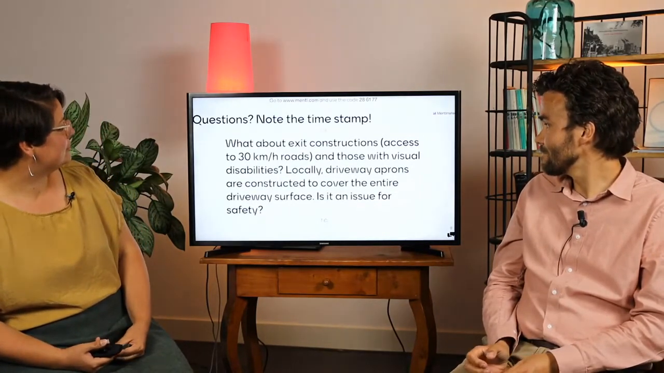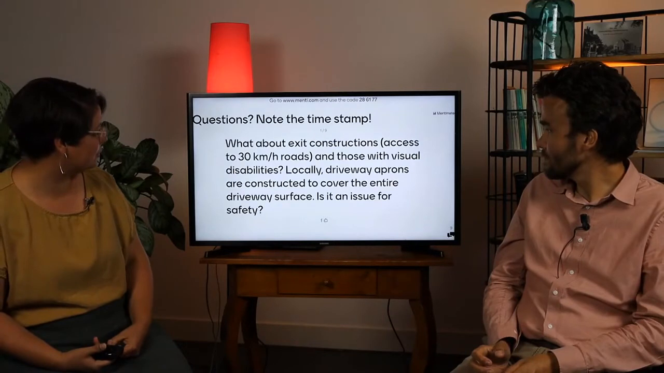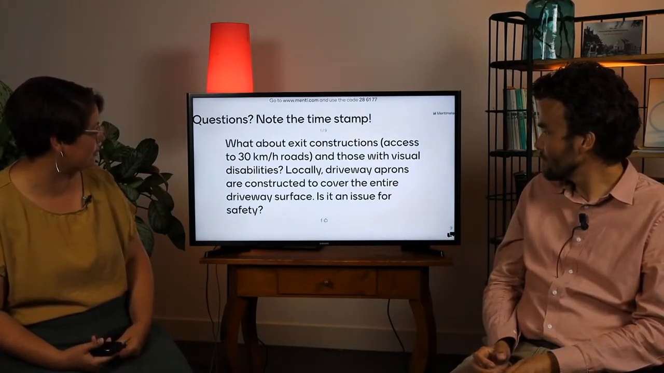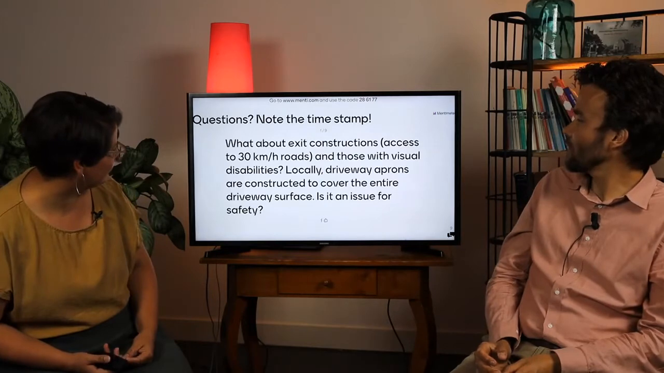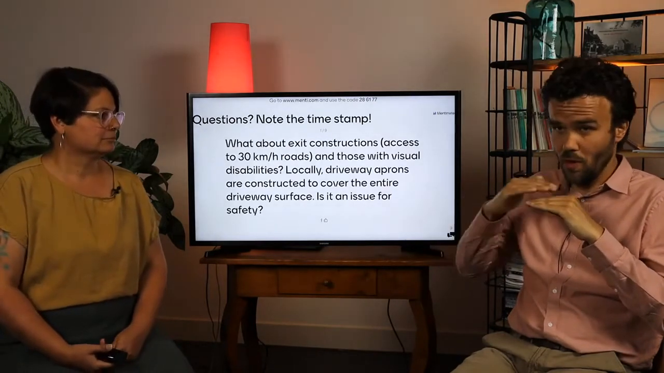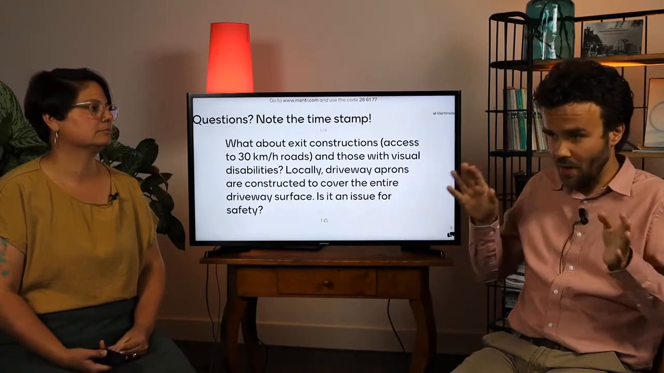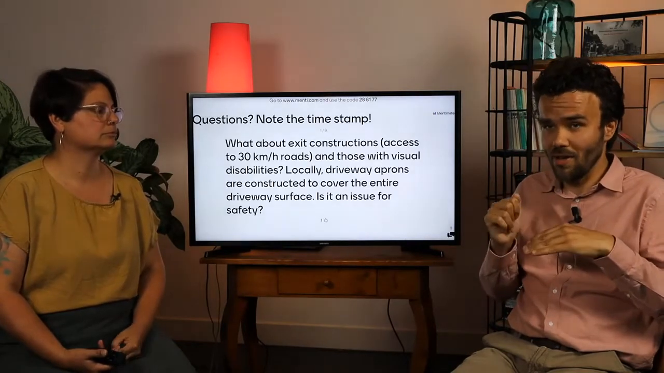What about exit construction? So access to the 30K roads and for those with visual disabilities. Locally, driveway aprons are constructed to cover the entire driveway surface. Is this an issue for safety? Don't know if I understand the question. Is it about where the pavement is flush for pedestrians without any indication that cars might be crossing? I think that's the question. This is done on purpose because the driver has to give way to the pedestrian. If you would cut into it or make an apron that is too wide, you'll one, get cars going faster, and two, you'll make it confusing about who has right of way. There's really no question in this design who has right of way.